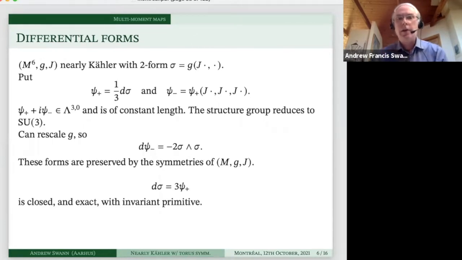In particular, there's a closed form around. We've taken psi plus as the differential of sigma. So this is the object we're going to treat a bit like a symplectic form. In particular, it's a closed 3-form, it's exact, with primitive a third of sigma for psi plus, and it is also invariant under the symmetries.